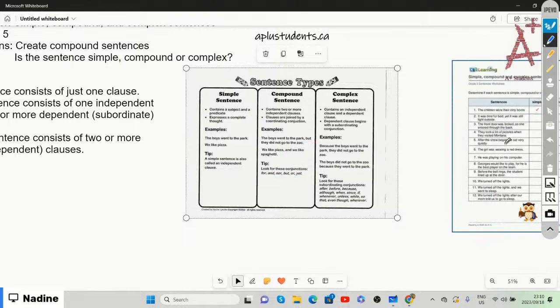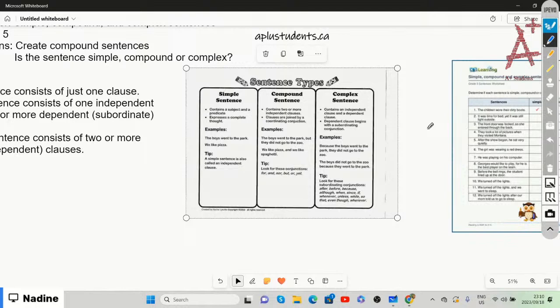And then we have a complex sentence. A complex sentence contains an independent clause, right? It's a sentence that stands on its own. An independent clause has a subject and a predicate.